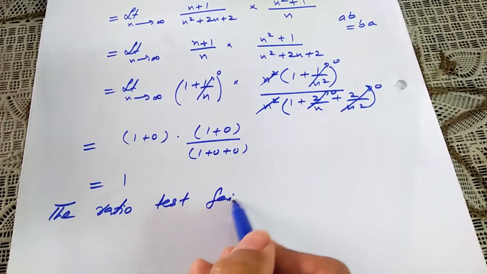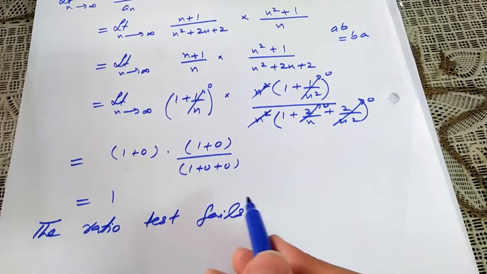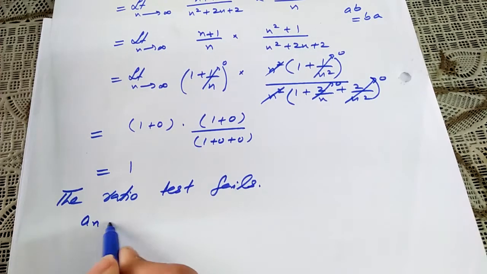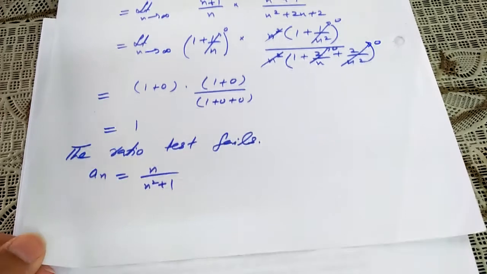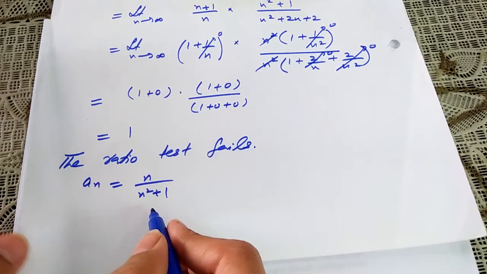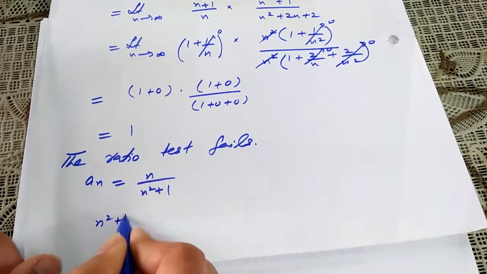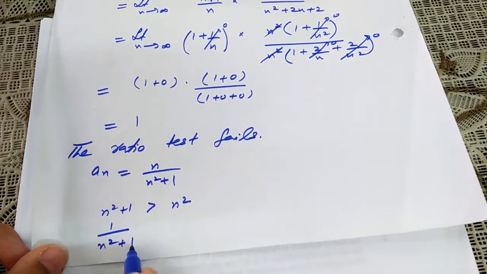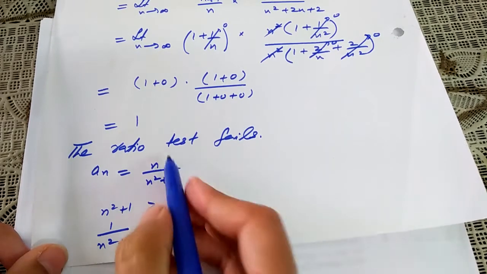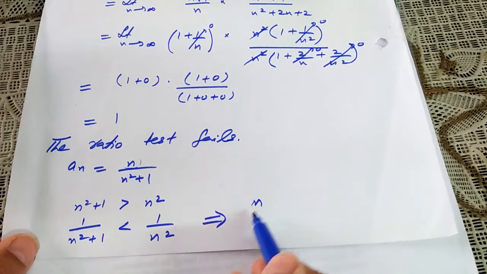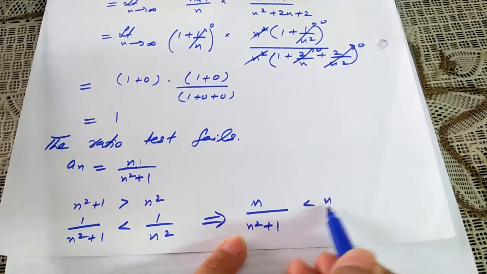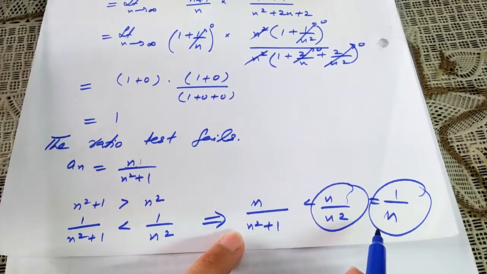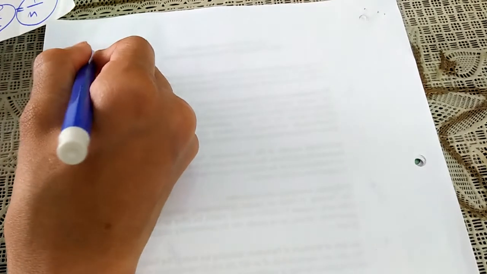Now this test has failed, so we can use some other test here. I am using the comparison test. What is your an? Our an is n over n square plus 1. We can just select the bn. How? You know that n square plus 1 is greater than n square. And if you take the reciprocal, 1 over n square plus 1 will be less than 1 over n square. And we need n as well, so multiply n on both sides. You will get n over n square plus 1 is less than n over n square, and this is equal to 1 over n. So this term is your bn here. So you will write bn equals 1 over n.